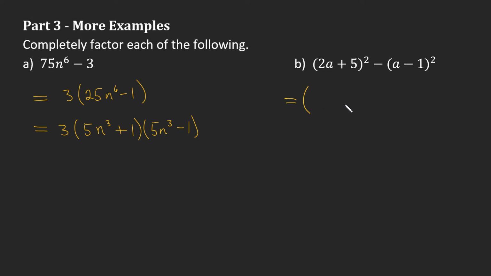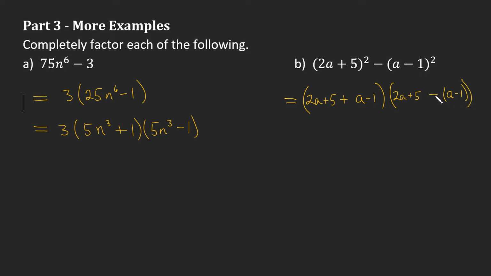and so I can treat it like all of the other difference of squares questions. What I'm going to do is have two brackets, one that is positive and one that is negative, just like I did in the other difference of squares questions. I'll take the square root of the first one, so that's 2a plus 5, and I'll take the square root of the last one, which is a minus 1. And these are technically package deals, but I don't really need the brackets because they didn't apply to anything.